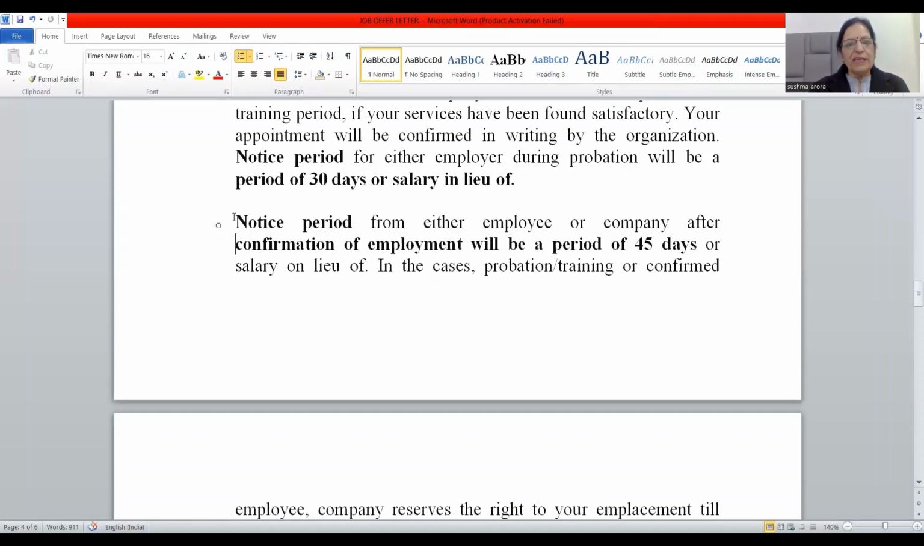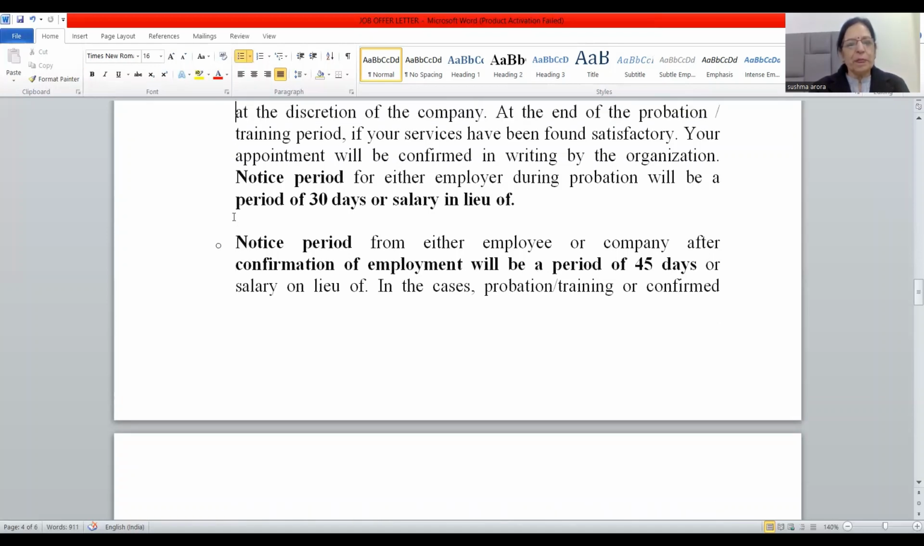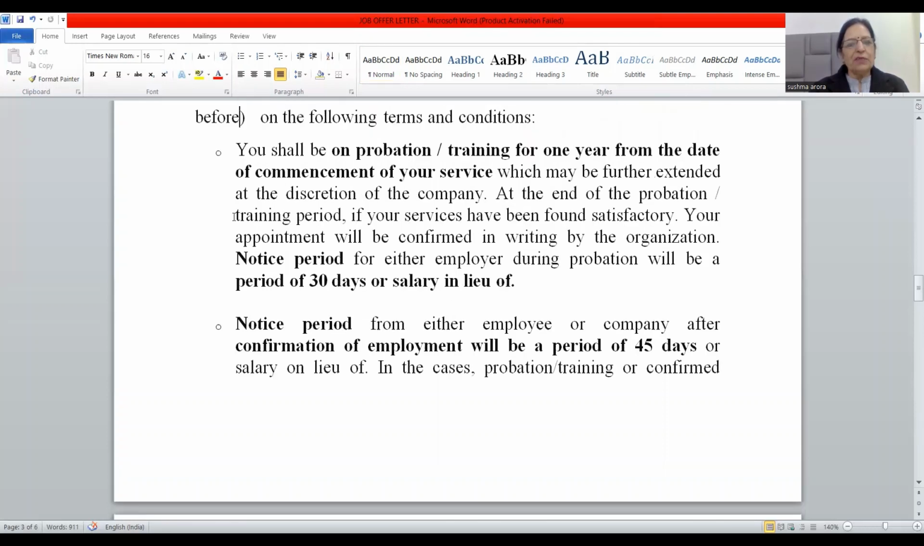So there are certain terms and conditions. The very first point is about the probation period. When the employee joins the company, the employee has to undergo a certain probation period. Probation period may be 6 months or it may be 1 year. So you shall be on probation or training for 1 year from the date of commencement of your service, which may be further extended at the discretion of the company. So friends, the company has a discretion to extend that period or may not extend that period.